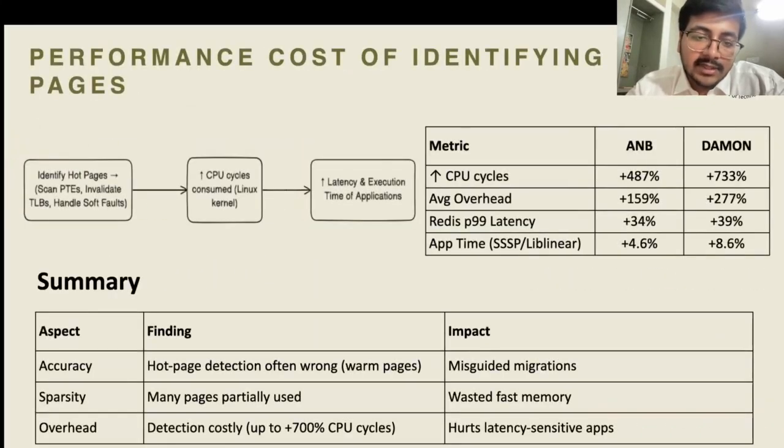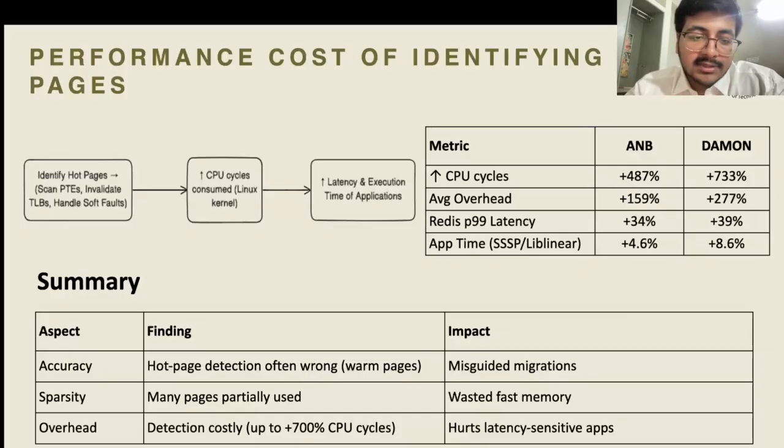Finally, we evaluate the performance cost of detecting hot pages. Both ANB and Daemon perform costly operations like scanning PTEs, invalidating TLBs, and handling page faults. These operations increase CPU cycles consumed by the kernel and interfere with normal application execution. From the table, ANB increases CPU usage by up to 487% and Daemon by up to 733%. This leads to higher latency. So our third observation is that the overhead of identifying hot pages is significant and can easily offset the performance benefits.